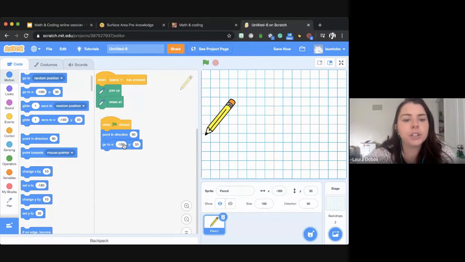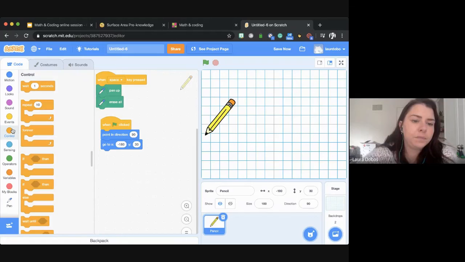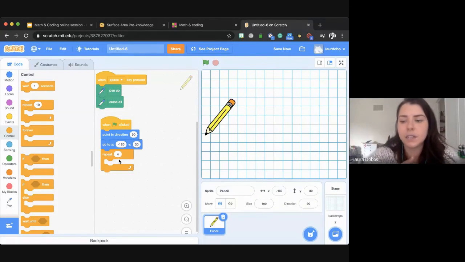We just want to make sure that every time we click this green flag, it's going to go to the same spot and start in the same spot. Okay, so that's at that negative 180 and 30. Now we're going to go to our control panel. Like I said, because squares have 4 sides, and we want them all to be the same length, we can do a repeat block and repeat everything that we put inside here 4 times, because we have 4 sides.